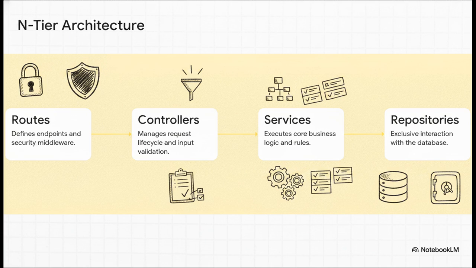First, routes define the endpoints and inject security. Second, controllers manage the request lifecycle and validate inputs. Third, services execute the core business logic, like enforcing those WIP limits we talked about earlier. And fourth, repositories handle the exclusive interaction with the database. This clear separation of concerns provides a highly secure, testable foundation.